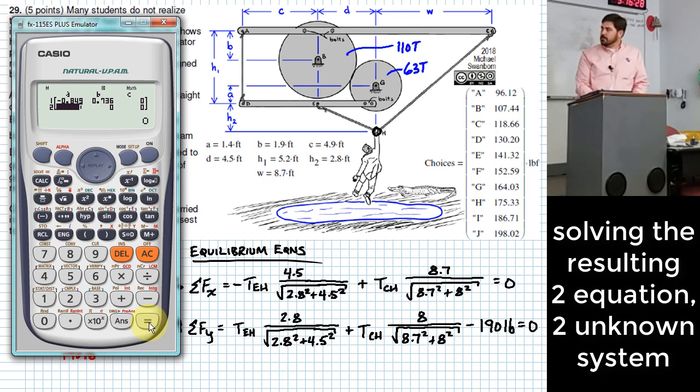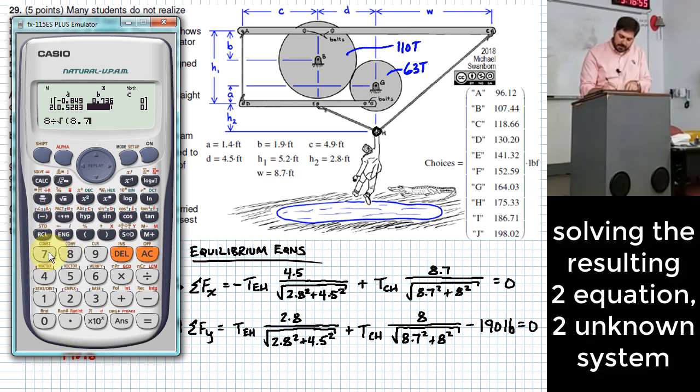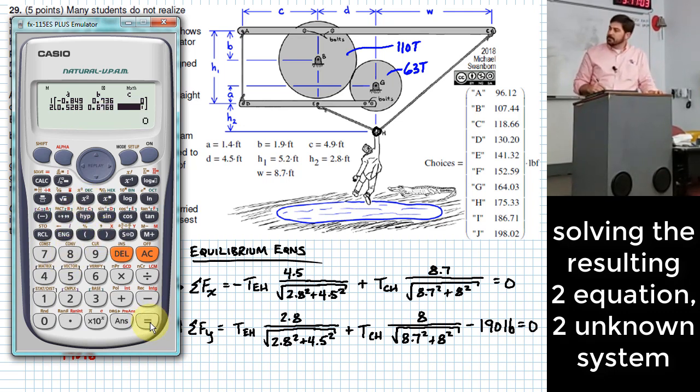So my first coefficient for the second equation is 2.8 divided by the square root of 2.8 squared plus 4.5 squared. Okay, and that is positive. So the next entry that I have there is going to be my coefficient of TCH in the second equation. So 8 divided by the square root of 8.7 squared plus 8 squared. That one is also positive.